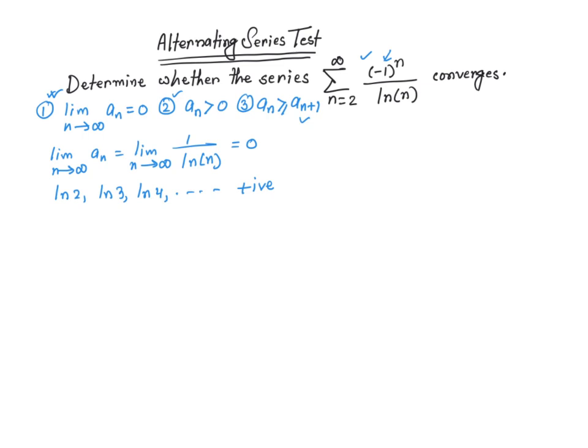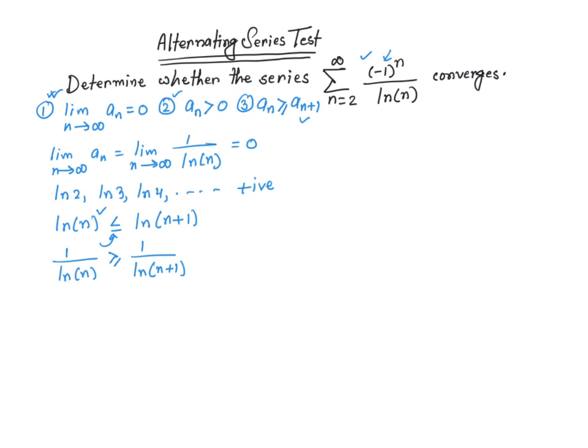Next, a sub n is greater than or equal to a sub n plus 1. So ln of n is obviously less than or equal to ln of n plus 1, which is pretty clear, right? Then 1 over ln of n is greater than or equal to 1 over ln of n plus 1, because I took the reciprocal, so that means the inequality is going to reverse or switch.